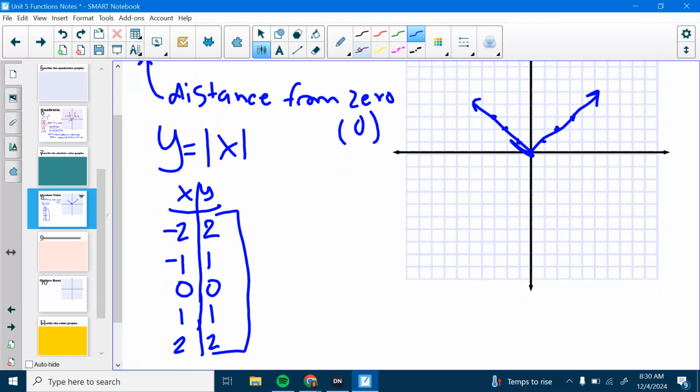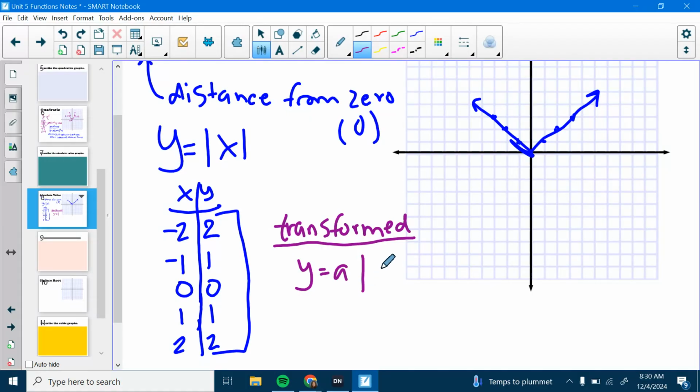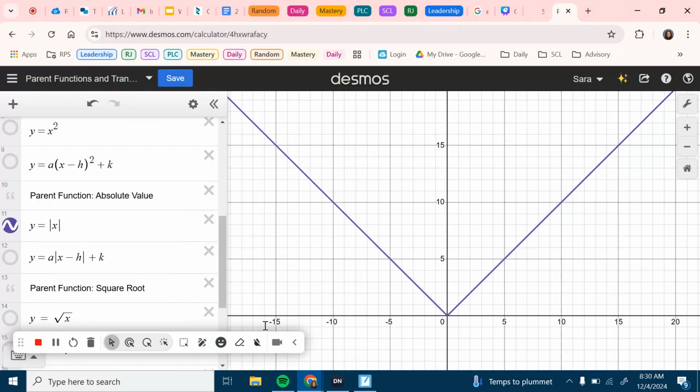Now our transformed version is going to act the same way that our quadratic transformed version did. So we're going to have y is equal to a, absolute value, x minus h, plus k. So see, we keep our absolute value of x part, we just added in a little minus h in there. And it's going to do the same thing.